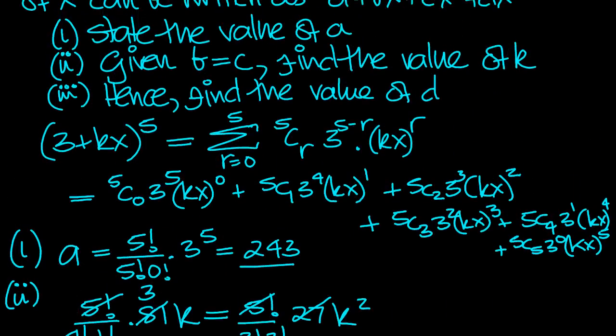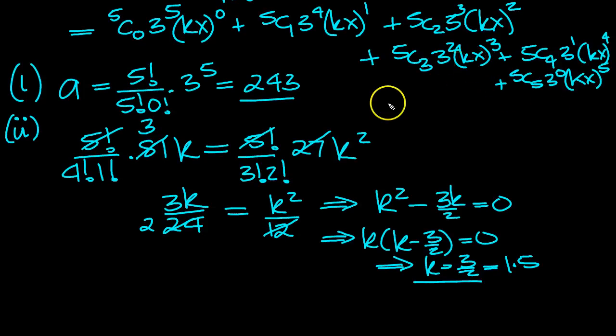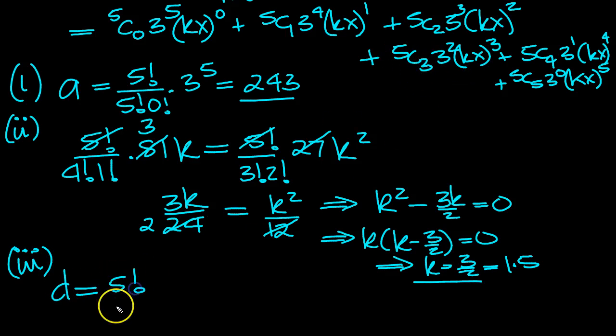Hence find the value of d, which is the coefficient of x cubed. So the x cubed coefficient is here. So for part 3, d is equal to the coefficient of x cubed, which is 5C3, 5 factorial over 2 factorial, 3 factorial. 3 squared is 9. And then k cubed, which is equal to, that will go into that, 5 and 4 left, 20 over 2 is 10.